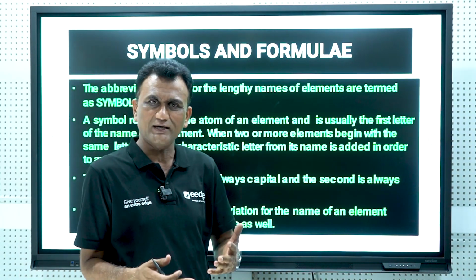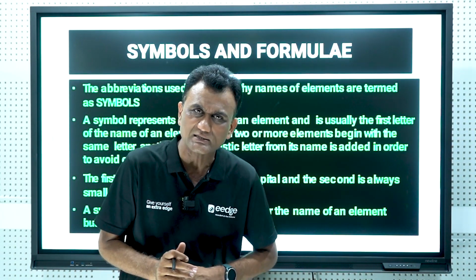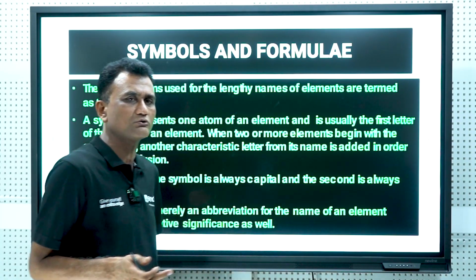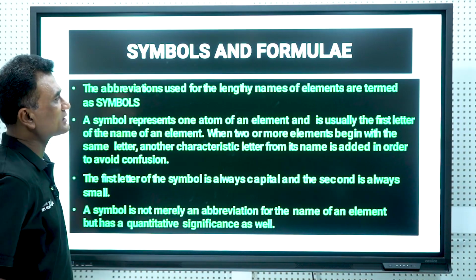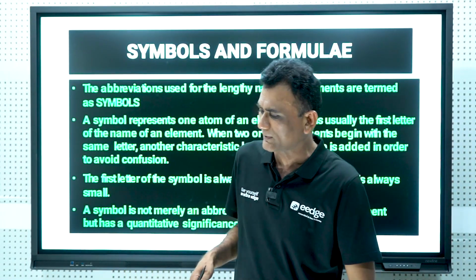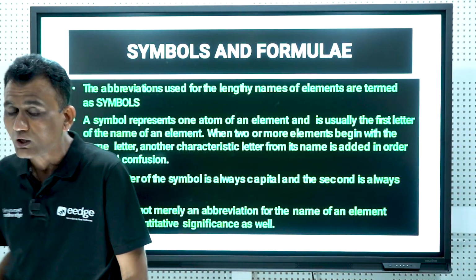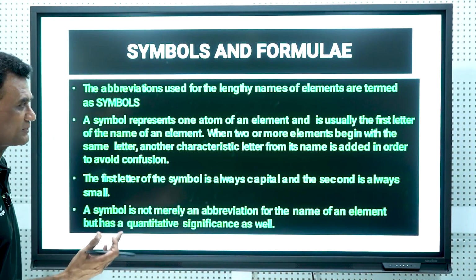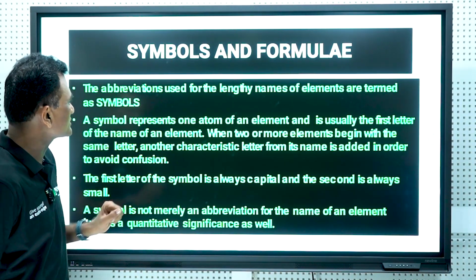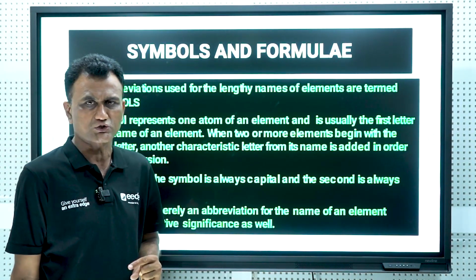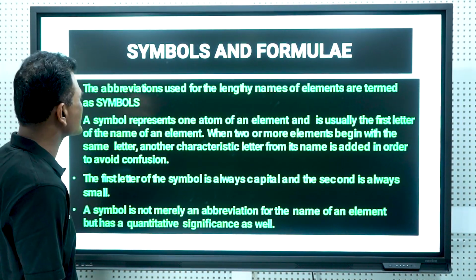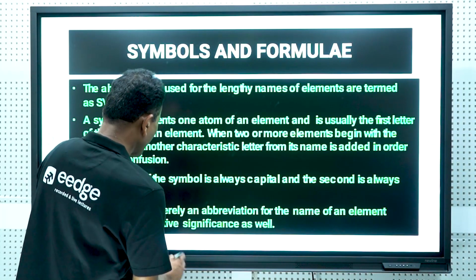Right, let us proceed ahead with our chapter, some basic concepts of chemistry. Right, these are very useful terms I'm going to teach you today. And in chemistry, we frequently come across symbols and formulae, right? So let us define what are symbols and what are formulae. Chemistry is full of symbols and formulae. Abbreviations mean short notation, short form. The abbreviations used for lengthy names of elements are termed as symbols, right?